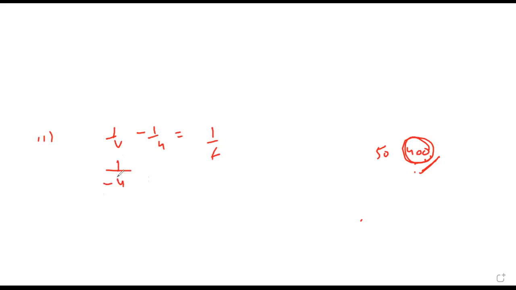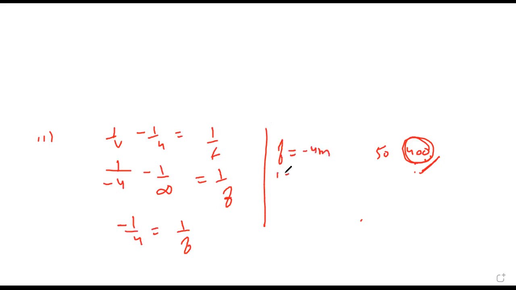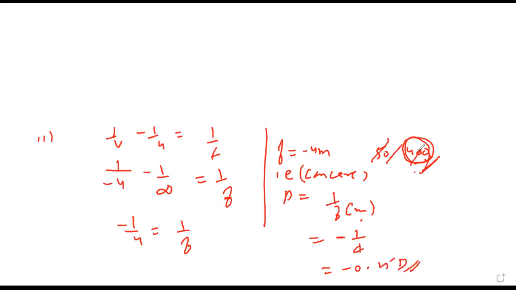So this is minus 4 meter. This is infinity. For correction we are putting that focal length, that means lens. So 1 upon 4 is 1 upon f. So focal length is minus 4 meter. That is, it is a concave lens to correct it. Power is 1 upon f measured in meter. So it will be minus of 1 upon 4, that is minus 0.25.